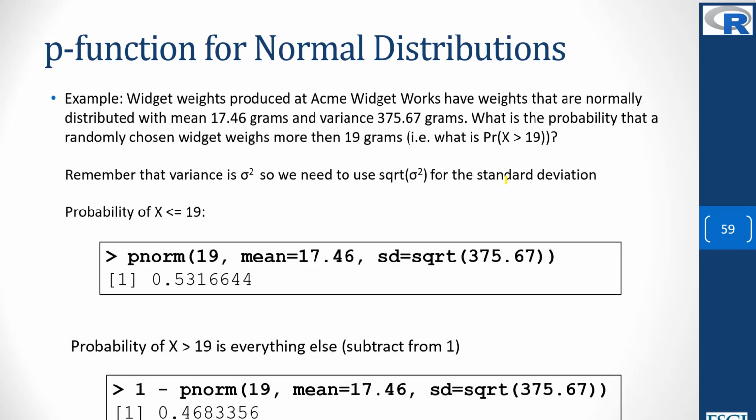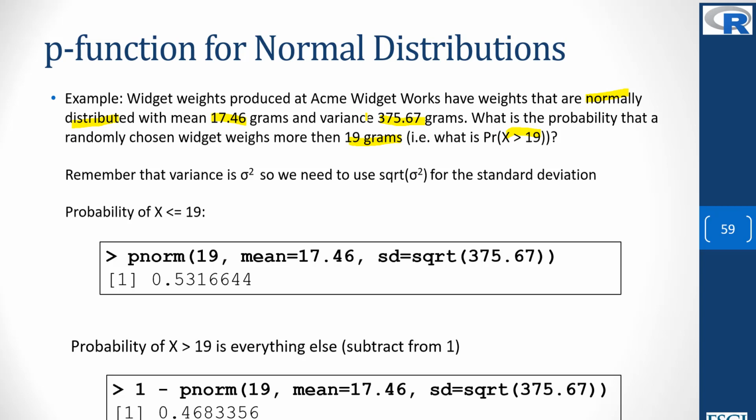So a quick little word problem example. Widget weights produces weights that are normally distributed. Our mean is 17.46 grams. Variance is 375.67 grams. We want the probability that a randomly chosen widget weighs more than 19 grams. In other words, what's the probability that x is greater than 19?